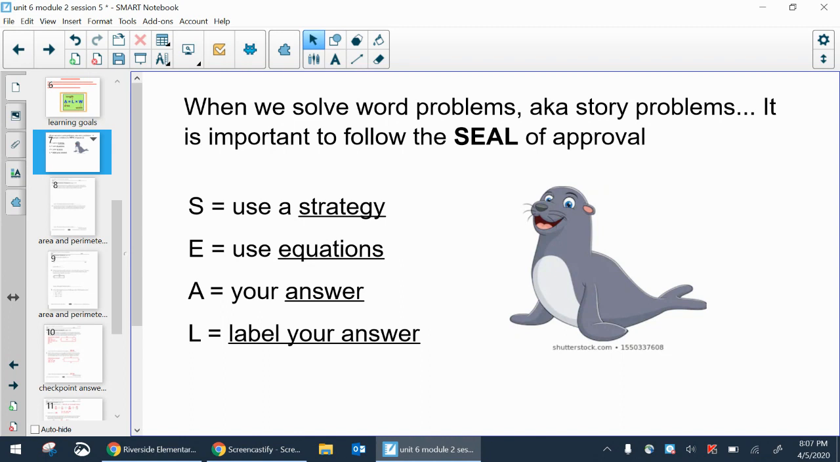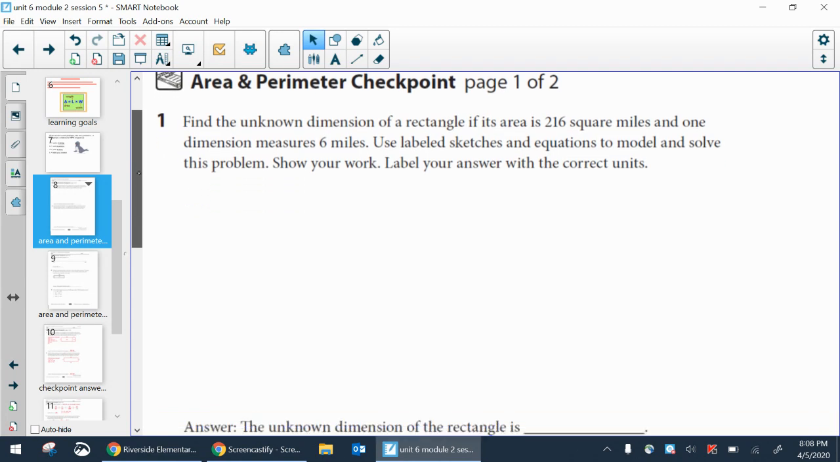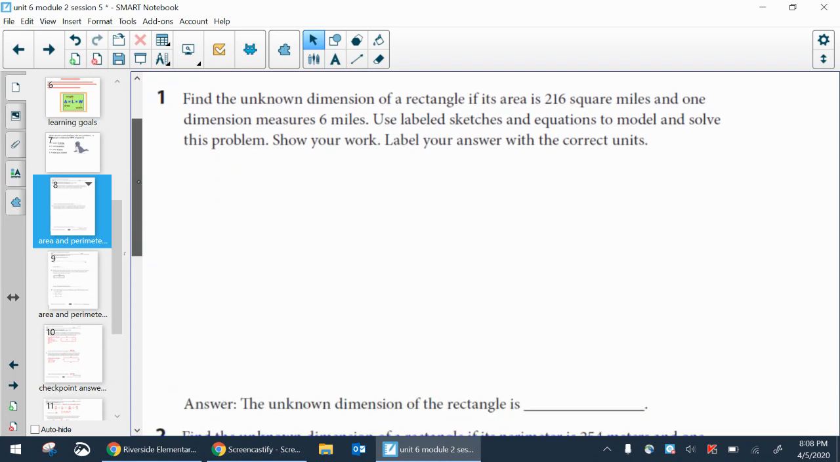For example, the perimeter is so many inches, so many centimeters, so many miles. Whereas if our answer is in area, we want to make sure that we're labeling it in square units, square inches, square miles. All right. So we are ready to jump into our first area and perimeter checkpoint problem.